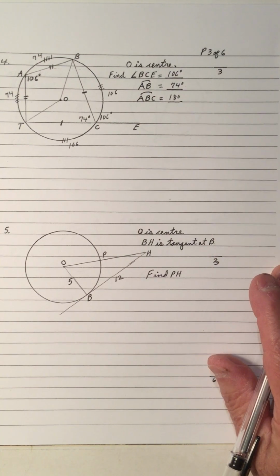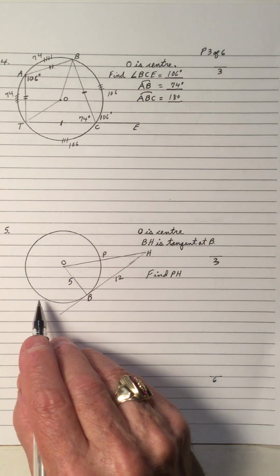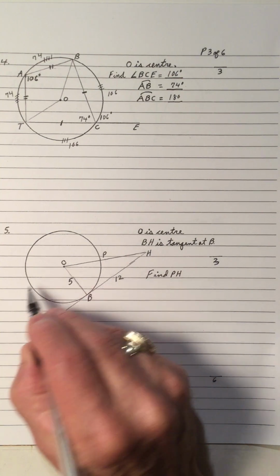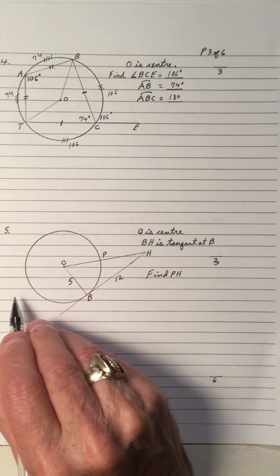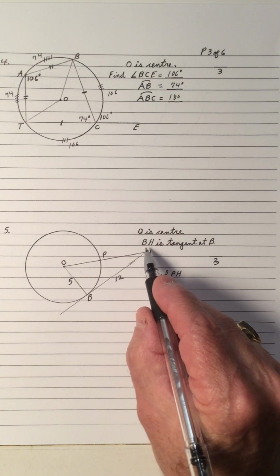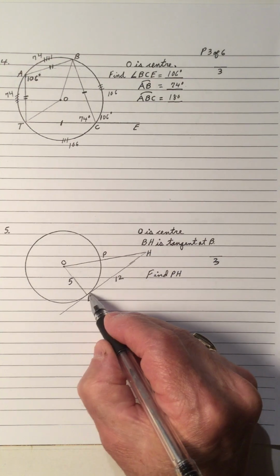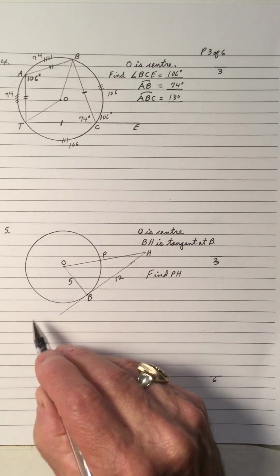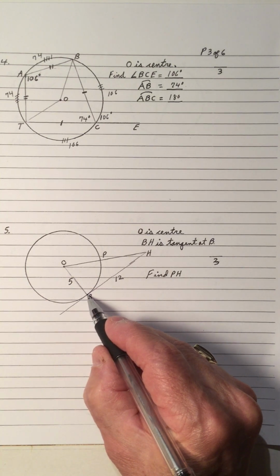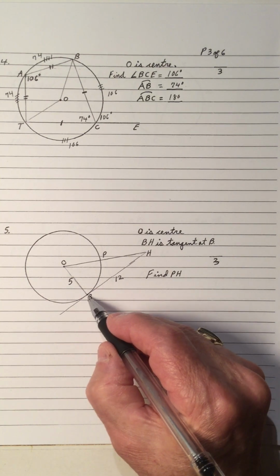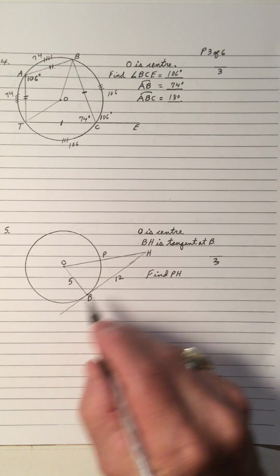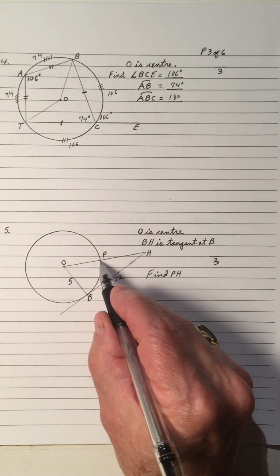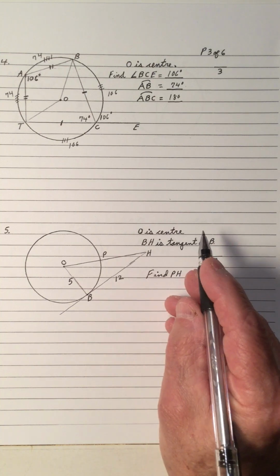Now we have another one to do down below. That's number 5. Let's see. O is the center of the circle, and we have TH is tangent, and B is the point of tangency. OB is 5 and BH is 12. We have to find the length of PH.